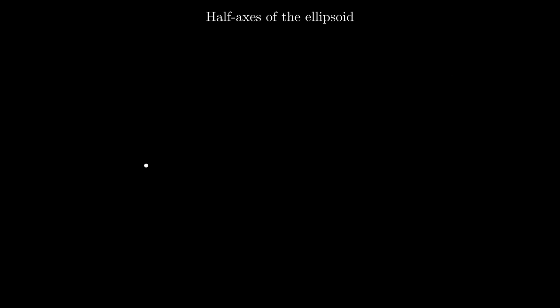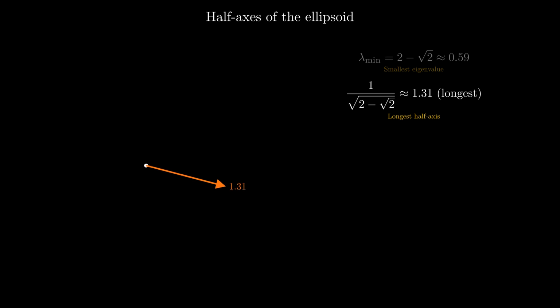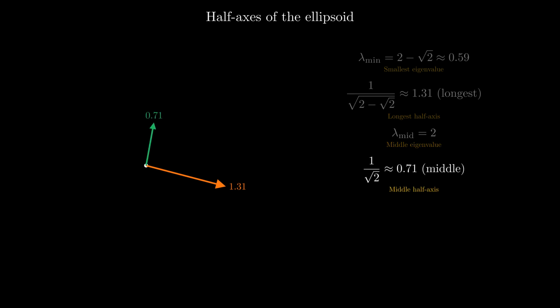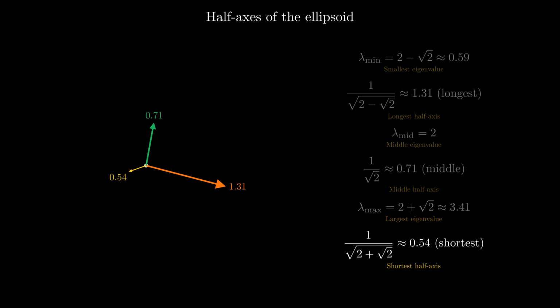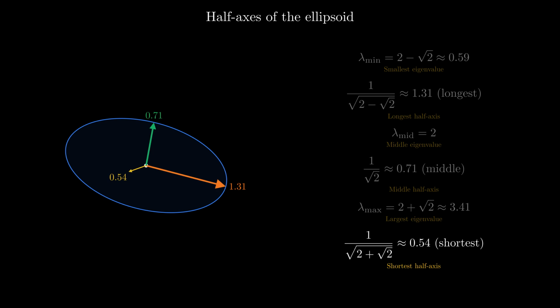Now let's apply the formula to our matrix. The smallest eigenvalue is 2 minus the square root of 2, which is roughly 0.59. 1 over the square root of that comes out to about 1.31. This is the longest half-axis. The middle eigenvalue is 2, and 1 over the square root of 2 is roughly 0.71, giving the middle axis. The largest eigenvalue is 2 plus the square root of 2, about 3.41, and 1 over the square root of that gives roughly 0.54, the shortest half-axis. 3 numbers, 3 directions, 1 ellipsoid, completely described.